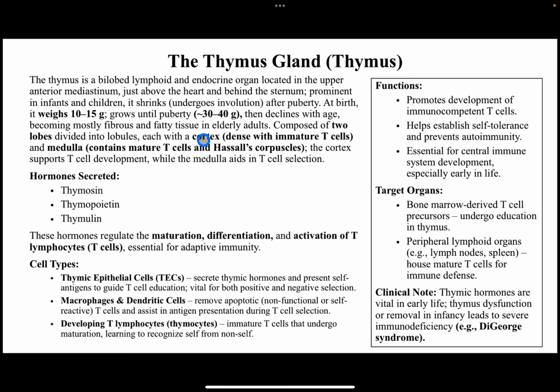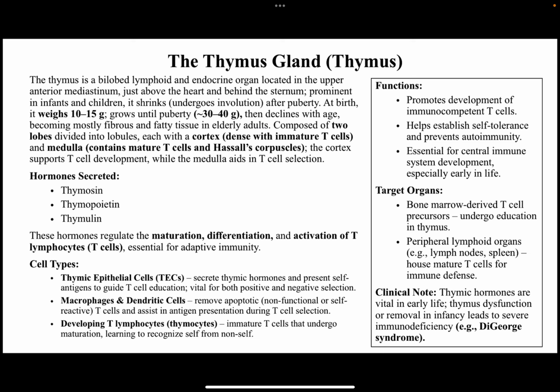Because we mentioned that at birth it weighs between 10 to 15 grams, and it keeps on growing until puberty, where it grows to about 30 to 40 grams. Then it begins to decline after puberty and even shrinks to become part of your fatty or fibrous or adipose tissues, especially in elderly adults. Is that okay? Great. And lastly, the last key fact you need to know about this gland is that it is very essential for the development of cell-mediated immunity.